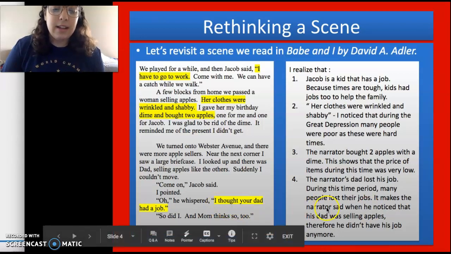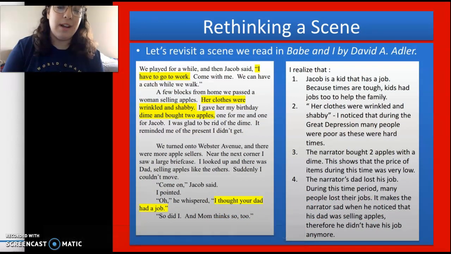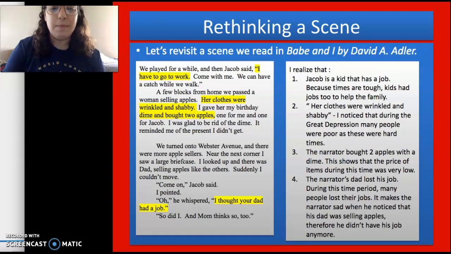And then in this last highlighted part is when our narrator realizes that his dad is selling apples on the side of the road. And he's confused, and Jacob says to him, "I thought your dad had a job." And our narrator responds, "So did I. Mom thinks so too." So again, thinking about the Great Depression and how hard it was for people to work and make money, I realized that a lot of people lost their job, and our narrator's dad is one of them. So thinking a lot about what was going on in that time period.